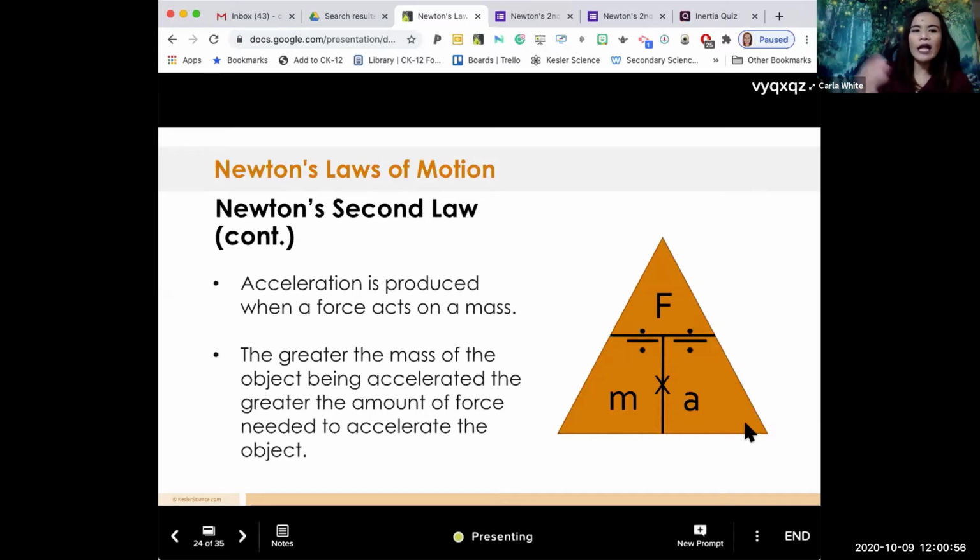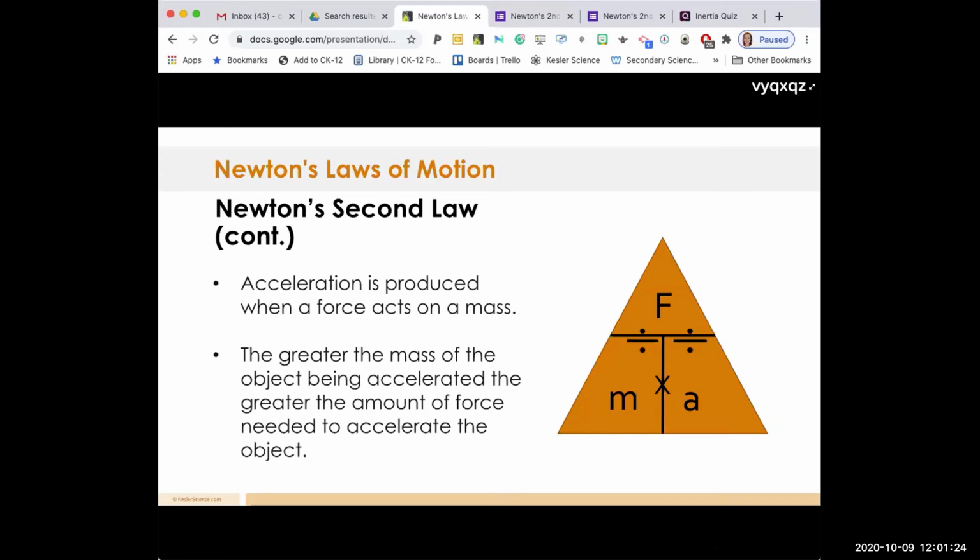And lastly, if you're looking for acceleration, cover the A. And this time, when you cover the A, how are we going to find the acceleration? What is the operation between F and M? We are going to divide? Also divide. Yes, divide force by mass so you can get acceleration.